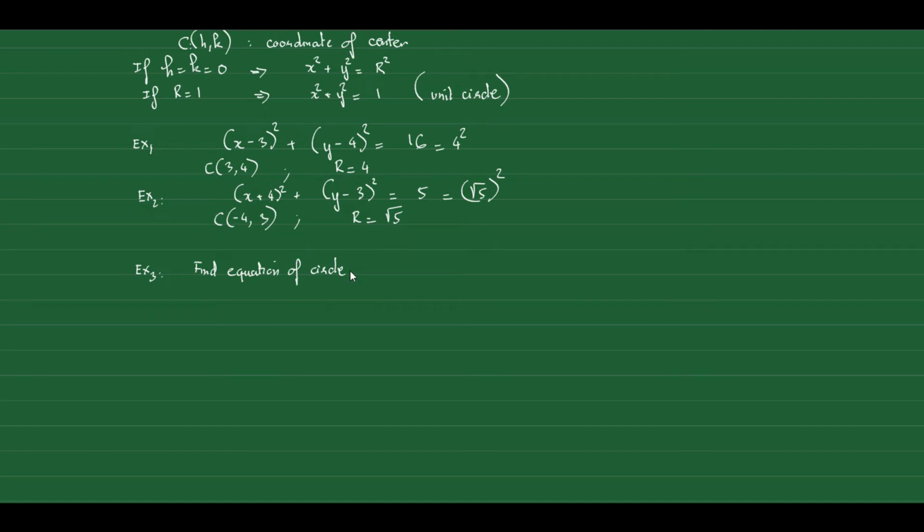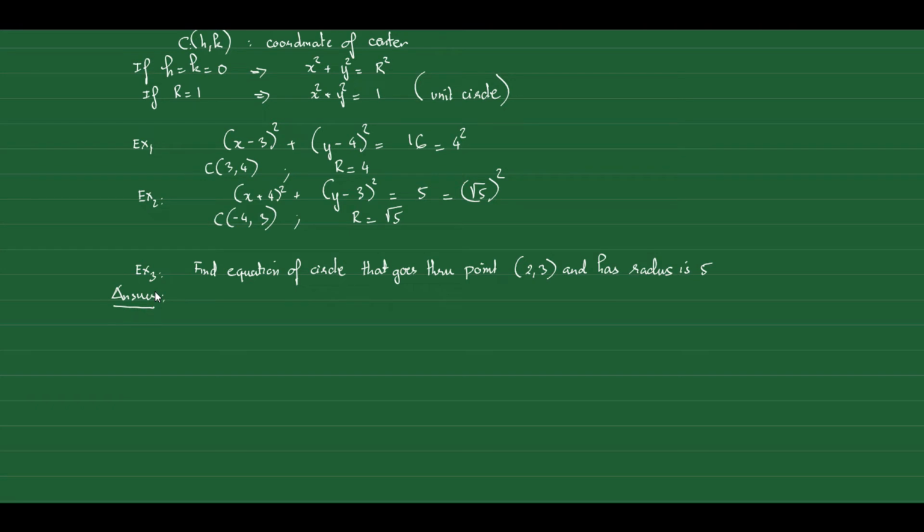Okay, that goes through point. Let's say go through point 2, 3, and has radius 5 units. All right. Let's see how we're gonna do this.